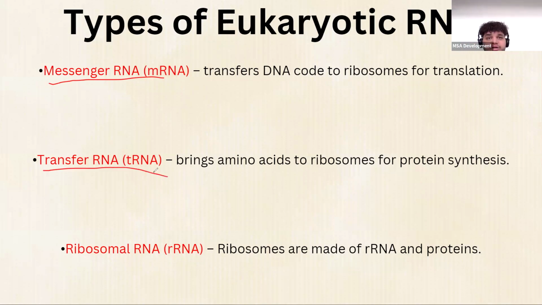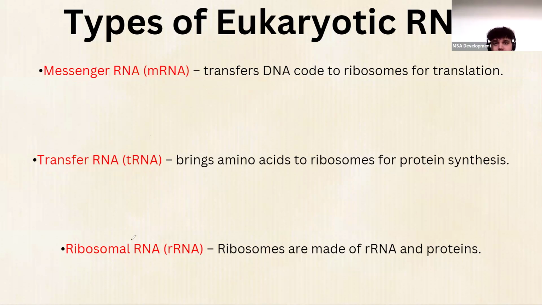What about the transfer RNA, tRNA? It brings amino acids to ribosomes for protein synthesis. Okay, so we're talking about taking it more in detail in translation. However, I have an mRNA, right? I went to the ribosome. I want to start making protein. I want to start synthesizing protein. Where will the amino acids come from? It will come from the transfer RNA. So the tRNA will bring amino acids to the ribosome in order to produce proteins, okay?